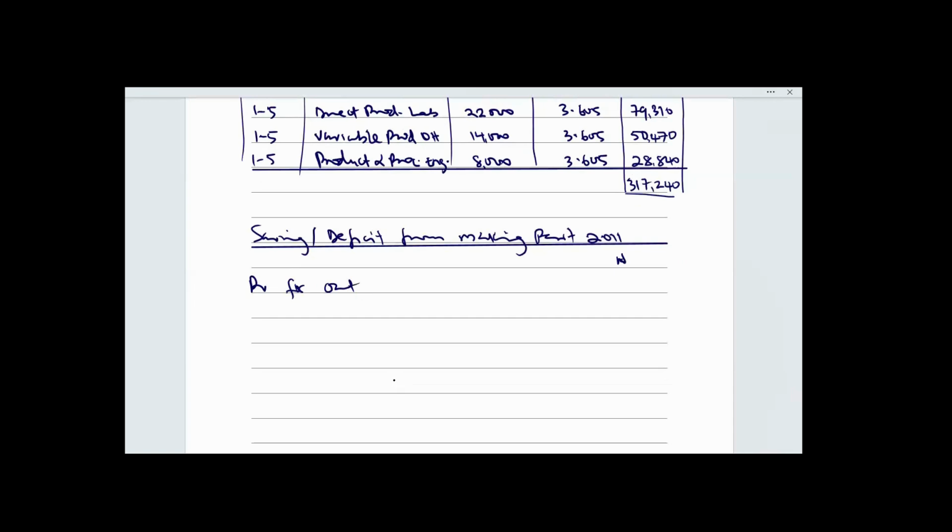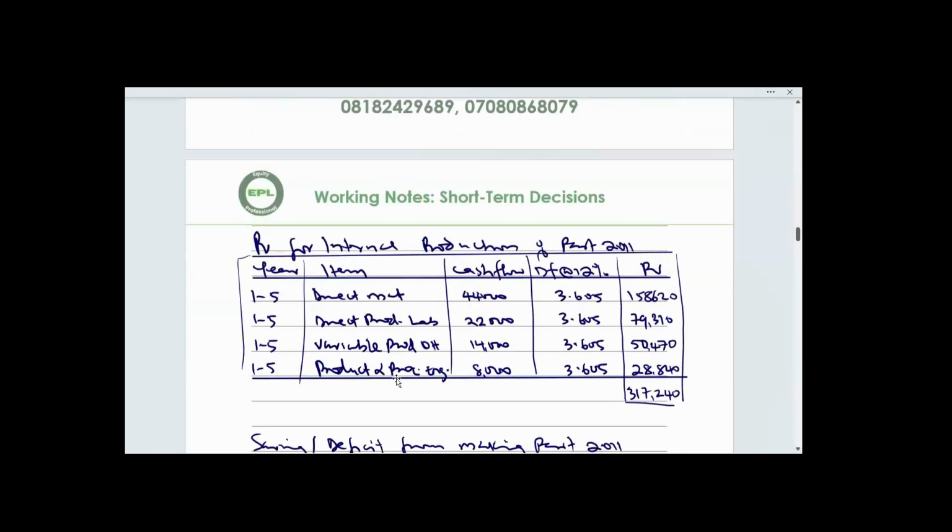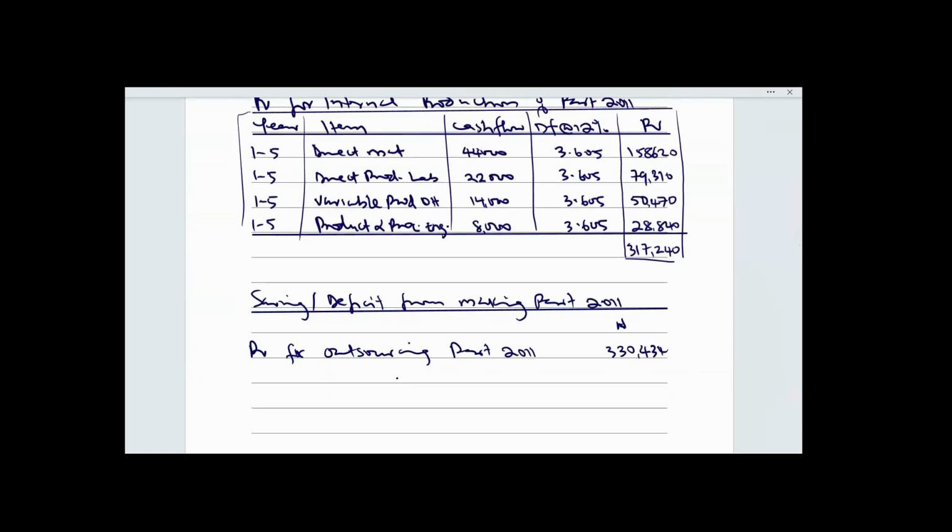Let me write that. Outsourcing parts 2011. We got 330,434. Then PV for internal production. Internal production of parts 2011. We got 317,240. What's the difference? 330 minus 317 is 13. 434 minus 240, 194. So this is the saving. This is the saving. All right.